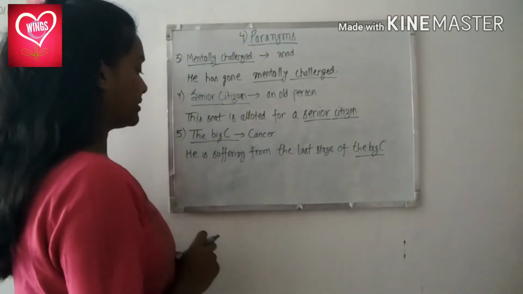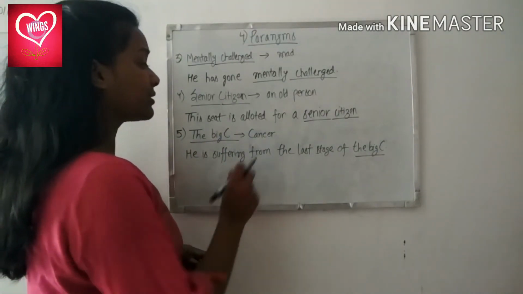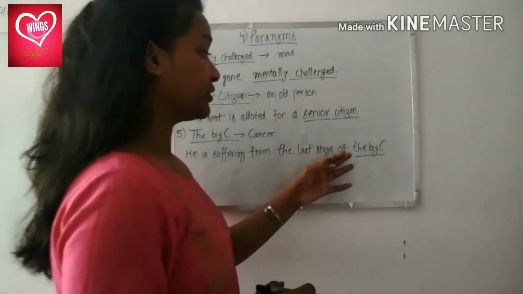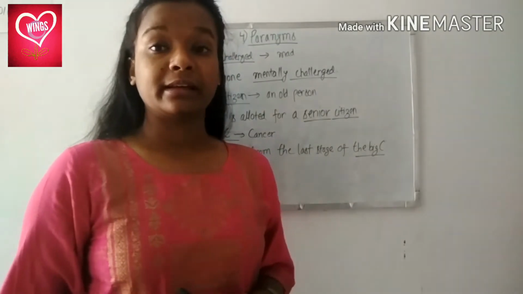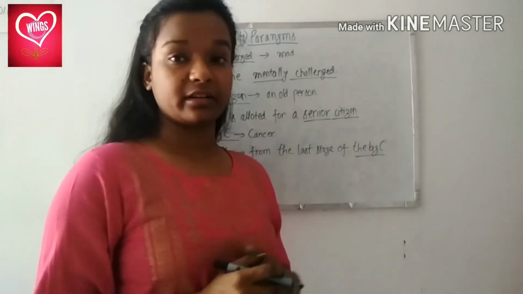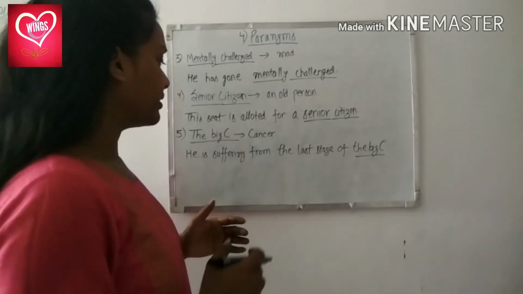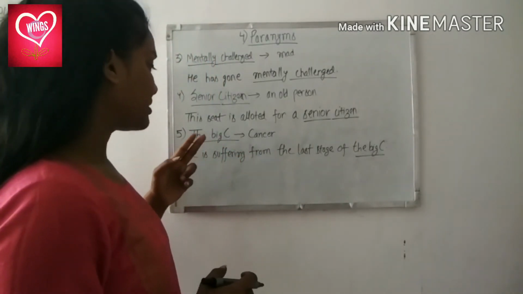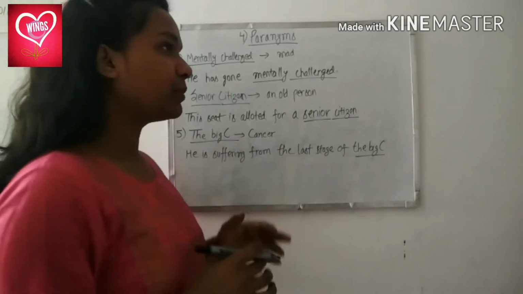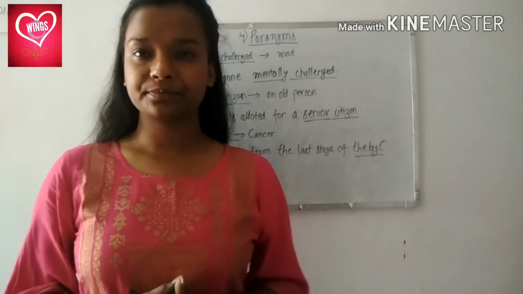The fifth one is the big C. That means cancer. He is suffering from the last stage of the big C. That means he is suffering from the last stage of cancer. So here, the big C is less harsh and a polite way of saying things. Cancer would be harsh, right?